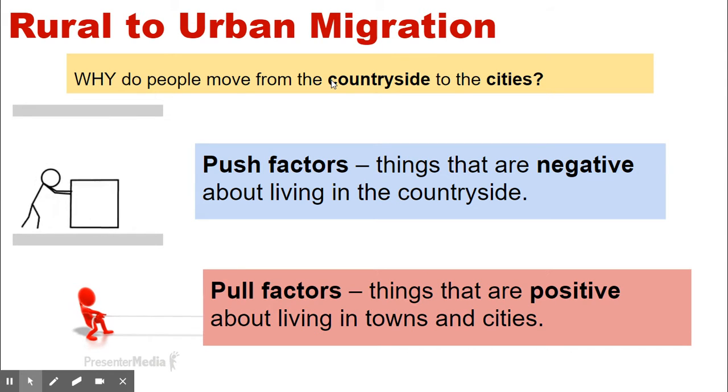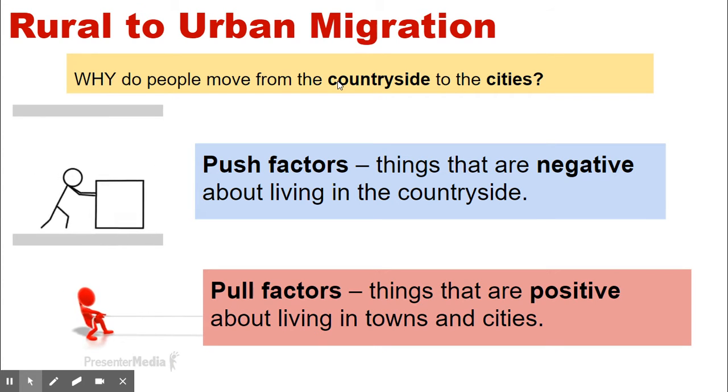So often what happens, particularly in developing countries like Kenya, is people move from the countryside into the cities. Now, there's things that make people leave their homes and go and live in a new place. And we refer to these things as push and pull factors. So a push factor is something that's negative about living in the countryside. I wonder if you can think of any negative things about living in the countryside. Think back to the first slide we looked at today.